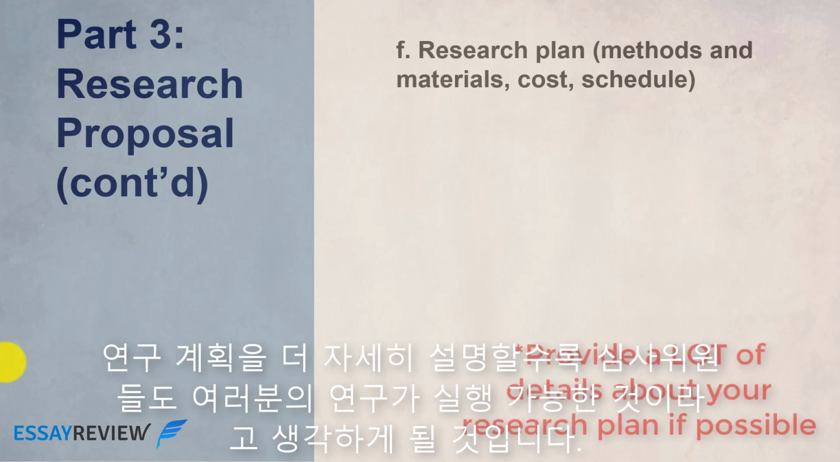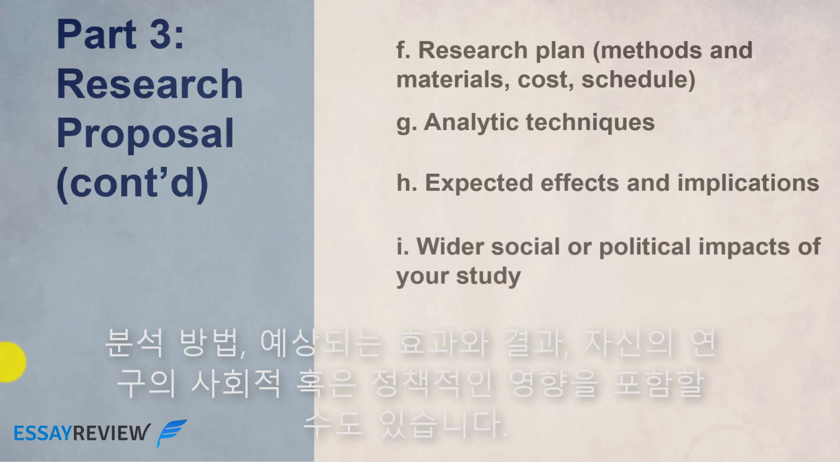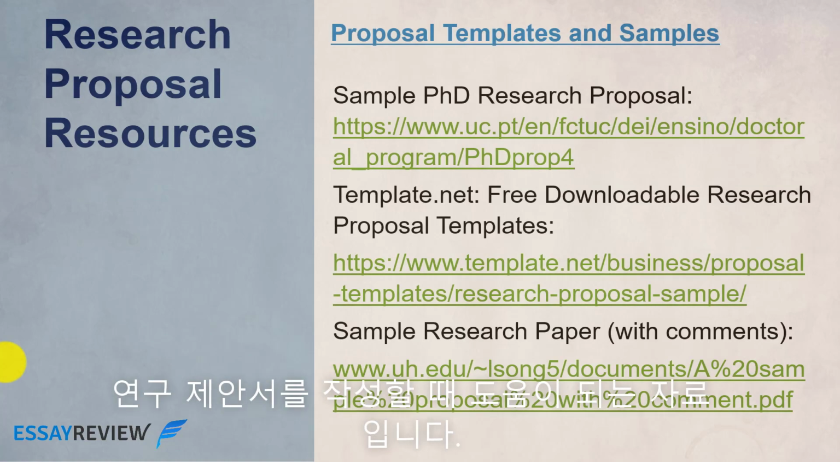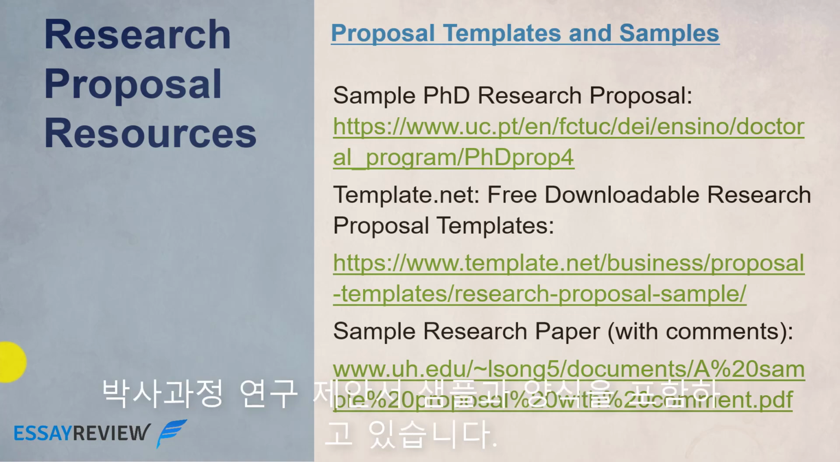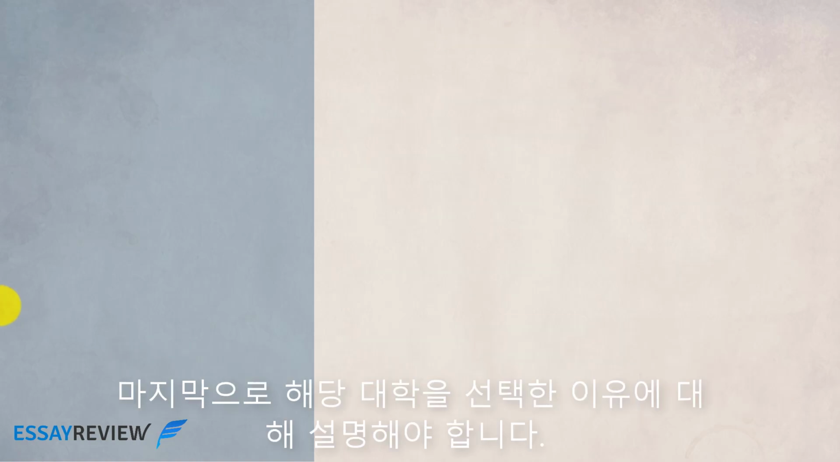And the more details you provide here, the greater your chances are that the judges will see your project as feasible. You can include analytic techniques, any expected effects and implications of the study, and even the wider social or political impacts of your study. Here are some resources you can use to look at when designing your proposal. We've included some sample PhD research proposals and some templates that you can use. But you want to make sure to include all of the necessary information we listed in the previous 2 screens.